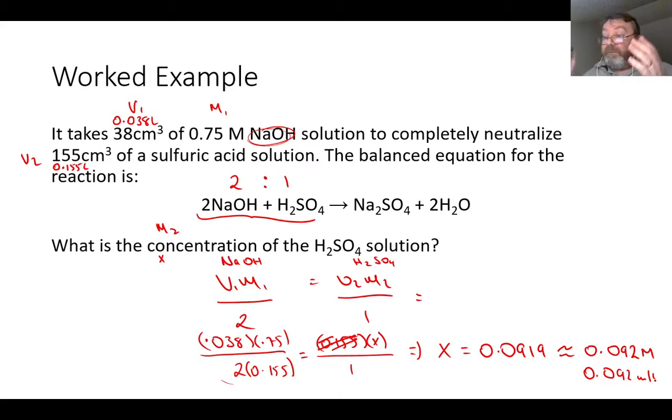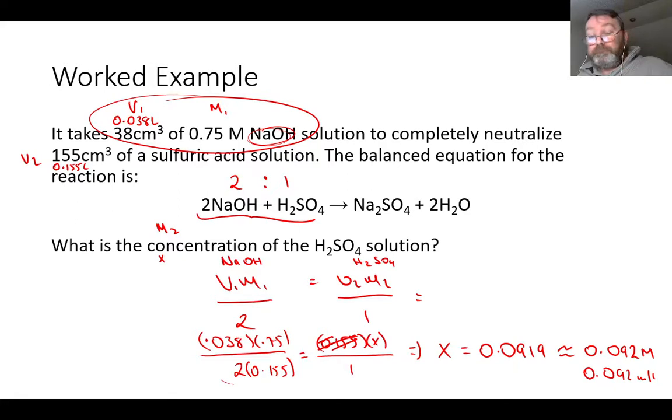That's it. So again, we were given information. We did start with the information that would allow us to get the number of moles. We were allowed to work out the number of moles of the NaOH because we were given a volume and given a molarity. With the H2SO4, we were only given a volume. So therefore, we turn the 38 centimeters cubed of 0.75 molar NaOH into moles, and we divide it by 2 because of the 2 in front of the NaOH. And then we take the 155 times X and divide it by 1 because the coefficient of H2SO4 is 1, and then we do simple algebra in order to isolate X to get the answer.